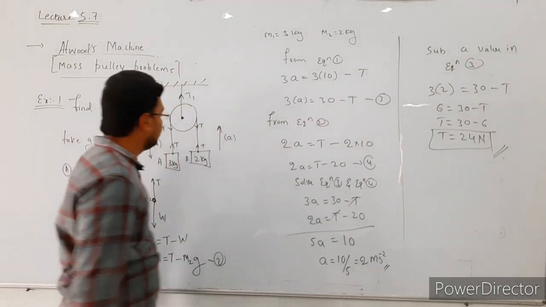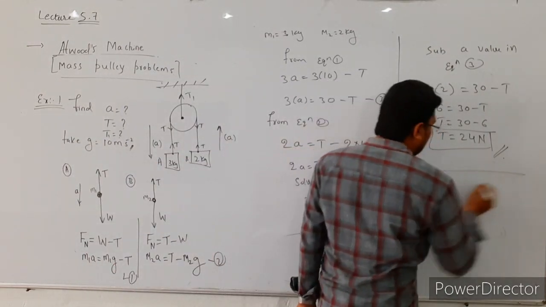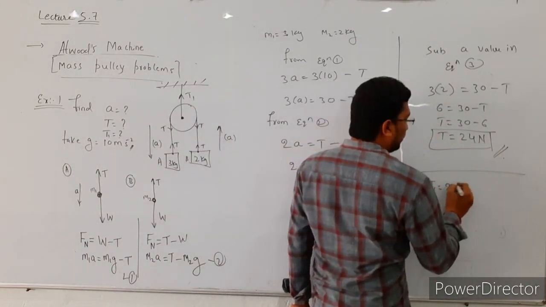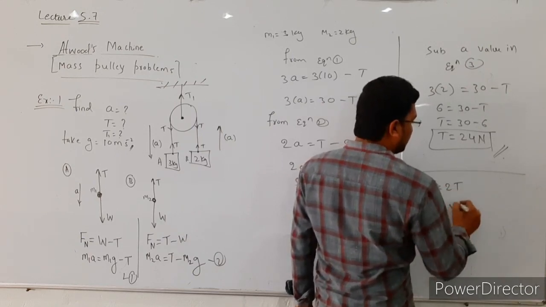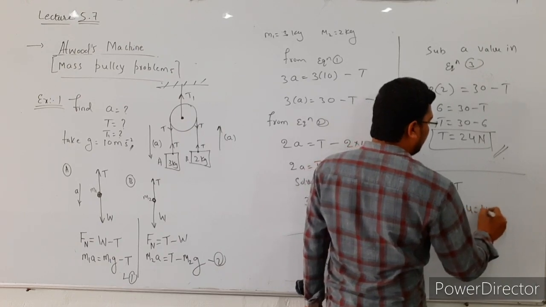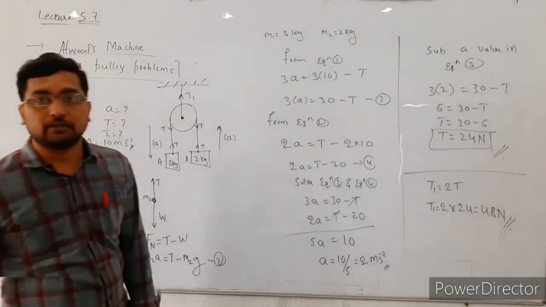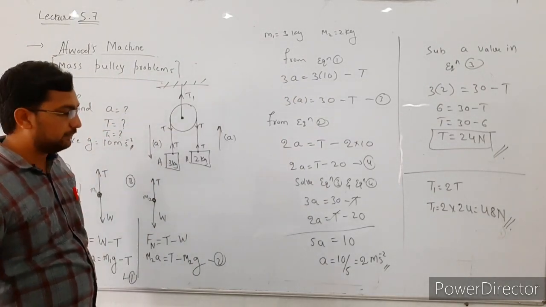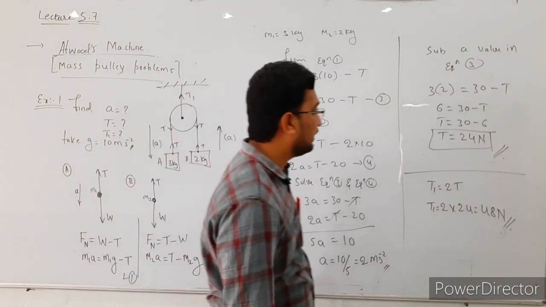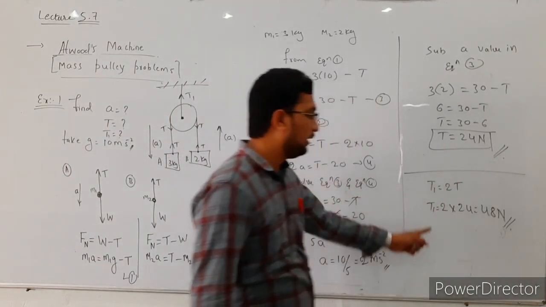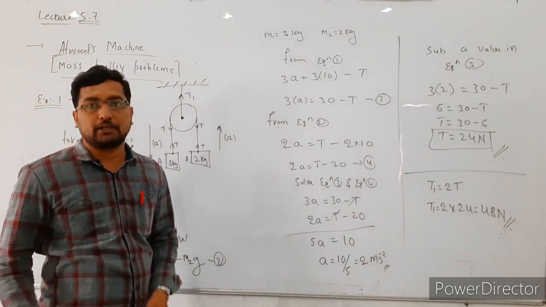Then the next one is T1. We already know that T1 is equal to 2 times T. The T value is 24, so T1 is equal to 48 Newton. So the acceleration of the system is 2 meter per second square, the tension is 24 Newton, and the tension inside the clamp is 48 Newton.